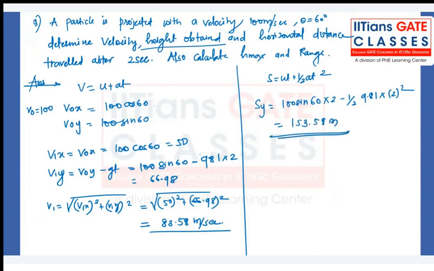Yes, Pranjul, you got it correct. Navya also. And then Sx is the horizontal distance, and the same formula, ut plus half of at square. Here u is Ux, and acceleration is 0, so just Ux into t. Ux is 50, into 2, so it is 100. Yes, now we are correct. 100 meters is the horizontal distance.